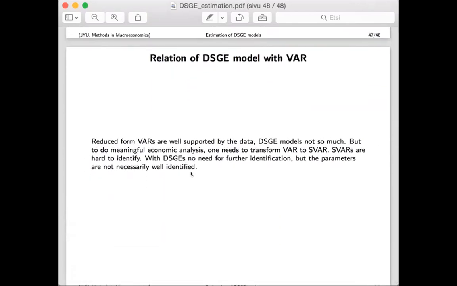Then to compare the DSGE model with the VAR. VARs are easy to estimate. They fit well to data. DSGE models not so well. But then to do economic analysis with a VAR, one needs to transform the VAR to a structural VAR. And like we saw, then there are identification issues. With a DSGE model, one doesn't have these identification issues, but the parameters themselves are not necessarily well identified because of estimation problems. So these are the trade-offs between the use of DSGE models and VAR models.